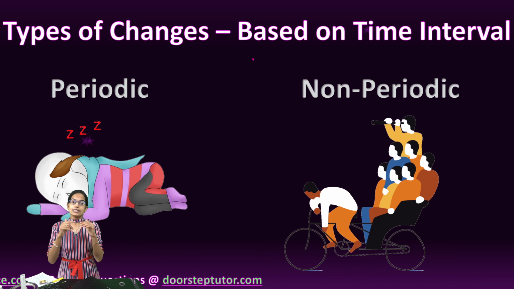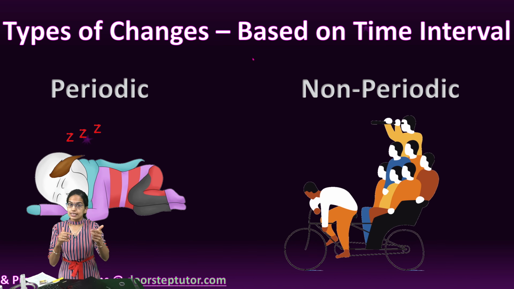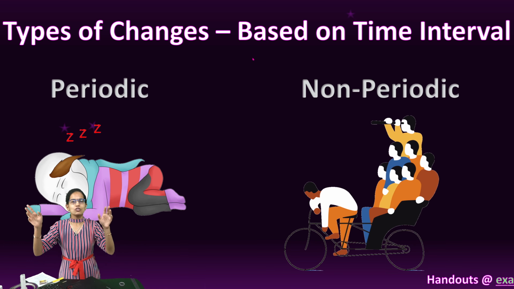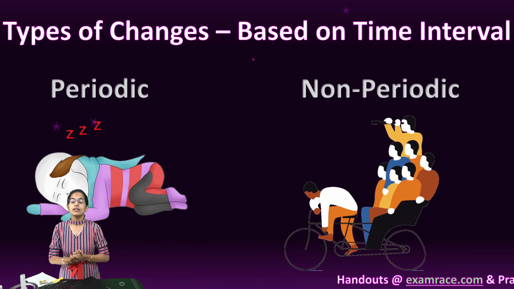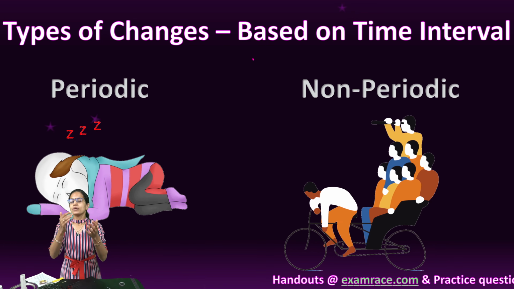Then we can say seasons is again a periodic event. You go to school, you return from school, periodic event. Every class of 40 minutes, periodic event. What are non-periodic events? Non-periodic events do not happen at a fixed interval.